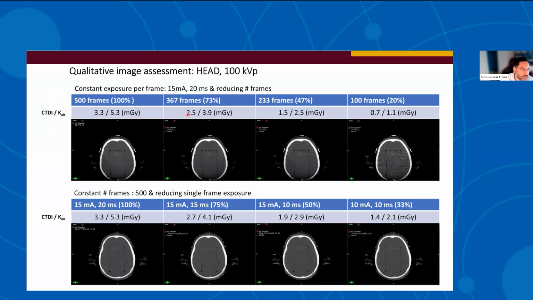Looking at the qualitative image assessment, this is the head protocols with the head phantom. Here we're decreasing the number of frames at the top. Here we're keeping the number of frames constant and decreasing the single frame exposure. What you see is that when you decrease the number of frames, you start to hit a point where you have reconstruction or aliasing artifacts. So that might affect your visibility when you use these images clinically. Just reducing single frame exposure, we just increase the noise, and we don't have those artifacts popping up.